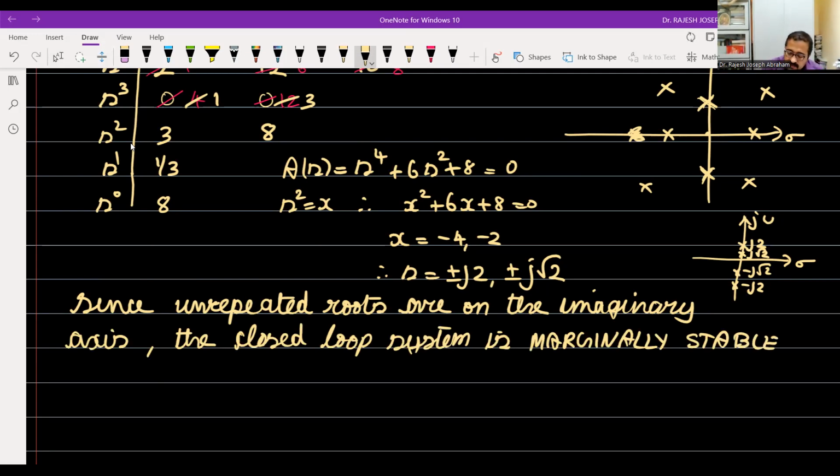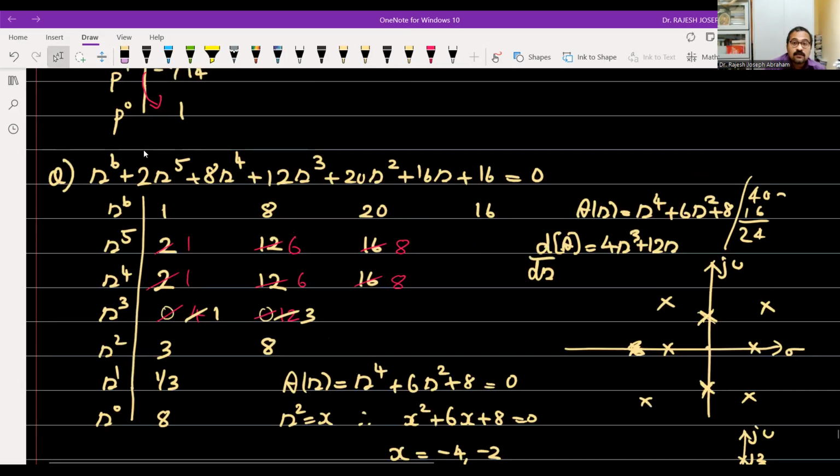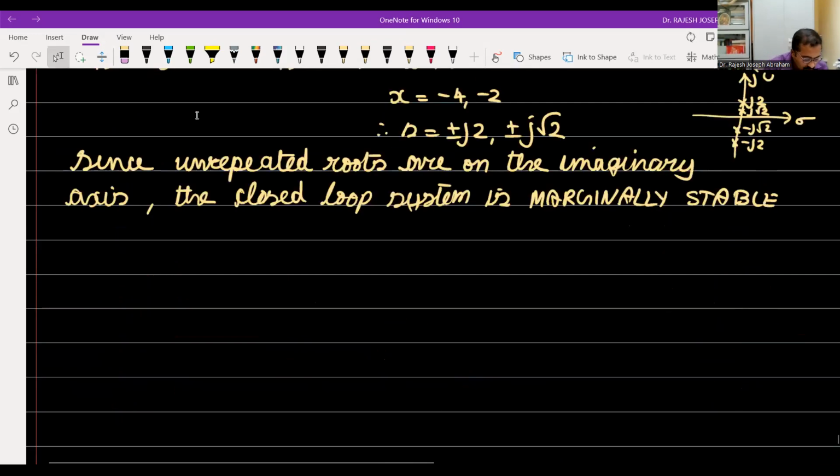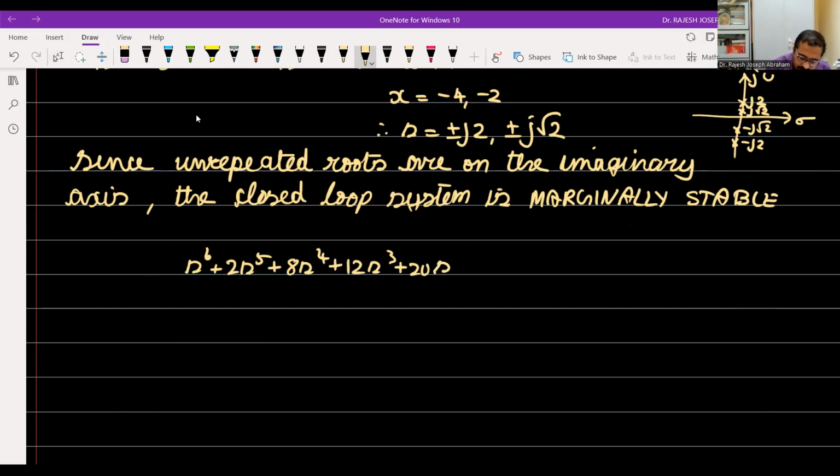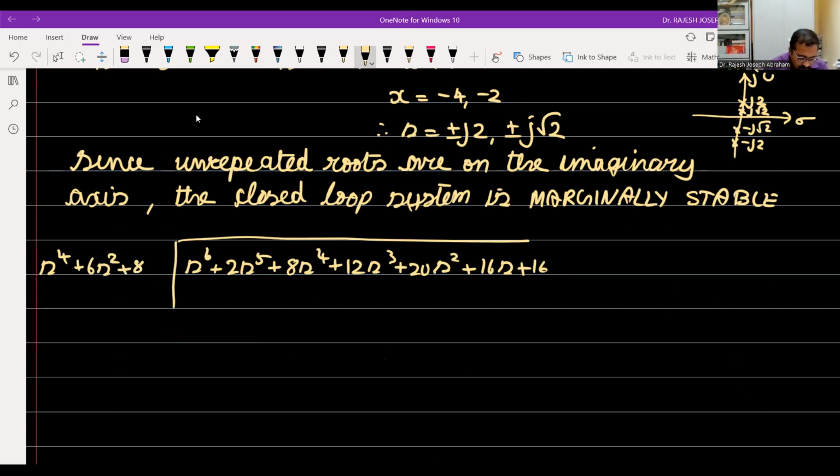Okay, so this gives us 4 roots. What is the order of the characteristic equation? Sixth order. That means there are 2 more roots. How will you find that? You divide the original polynomial with the auxiliary polynomial. So you divide s raised to 6 plus 2s raised to 5 plus 8s raised to 4 plus 12s cube plus 20s square plus 16s plus 16 with the auxiliary polynomial, s raised to 4 plus 6s square plus 8. Okay, how will you solve this? S square: you get s raised to 6 plus 6s raised to 4 plus 8s square.